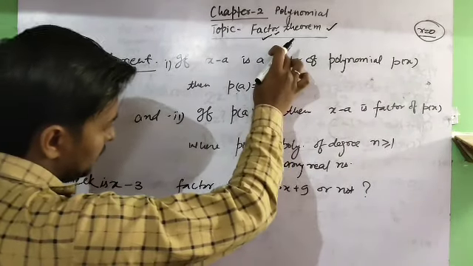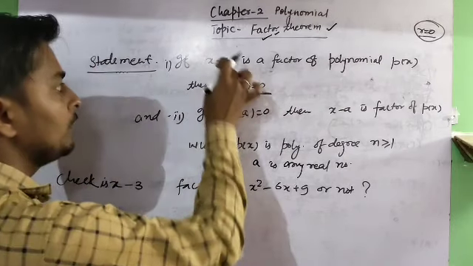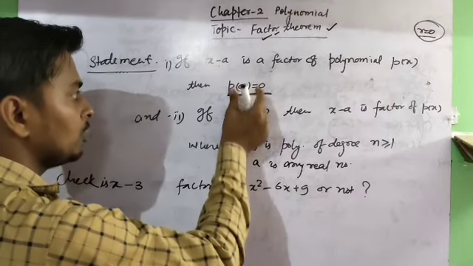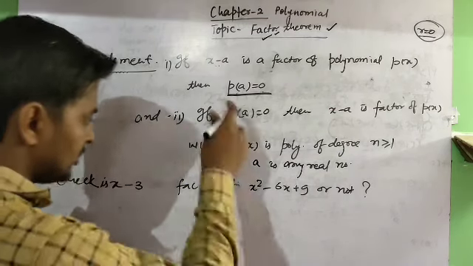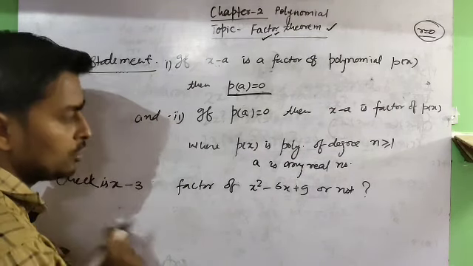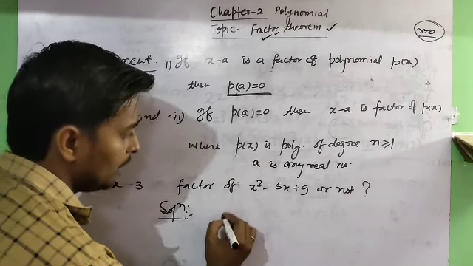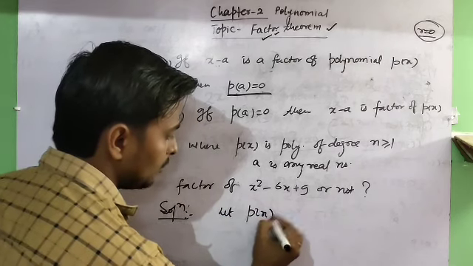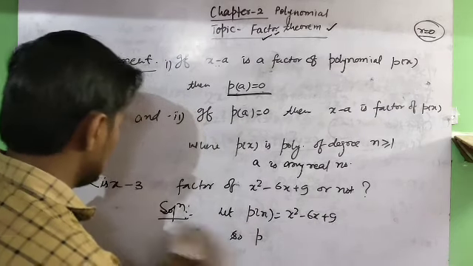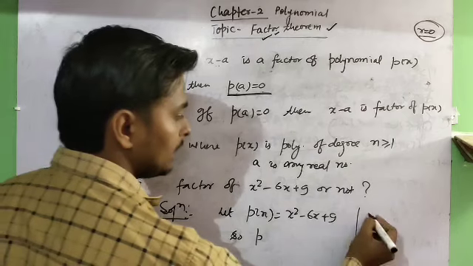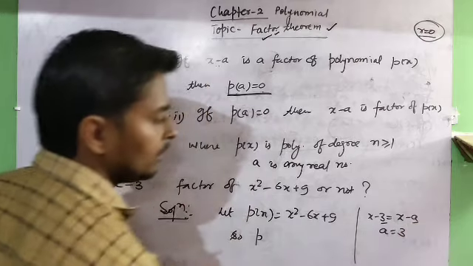What is the factorization theorem? That if x minus a is a factor, then pa should be 0. Simple. We will use this: if it is a factor then the remainder will be 0, and if the remainder is 0 then it is a factor. So we will check whether this is a factor or not. So we will find out the remainder. The solution will be: we will represent this as polynomial px. What is the value of a? x minus 3 is equal to x minus a, so a is equal to 3.